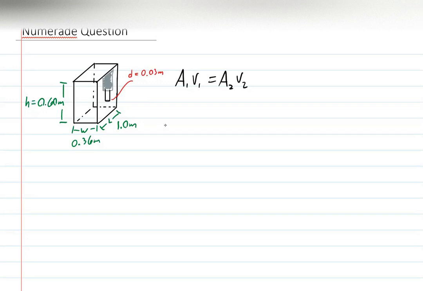And just for sake of ease, I'm going to choose to look at just this bottom surface of our tank, and I'm going to say that this is our A1. It makes life easy for us because we're just doing the length times the width here. A1 is actually just 0.36 meters squared because we have meters times meters.